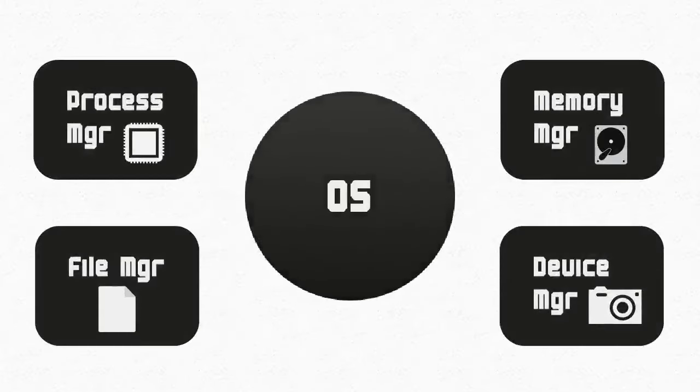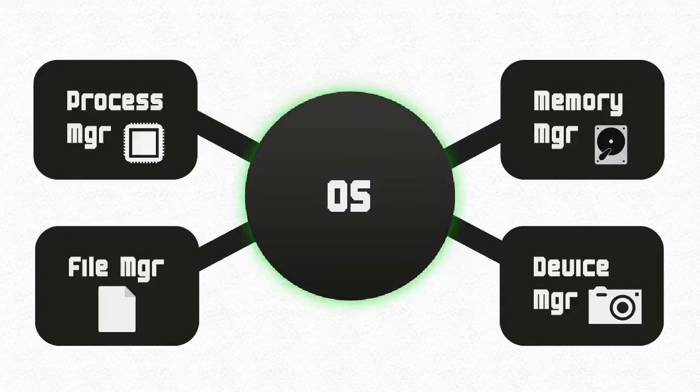There are four essential managers of every operating system, and they all work together like a team to get jobs completed. The operating system works as their boss and makes sure they are all working in harmony.